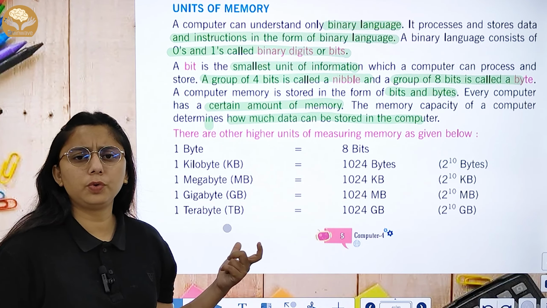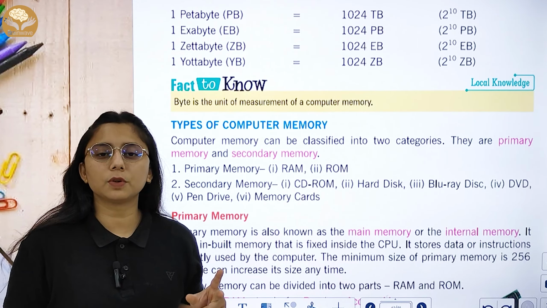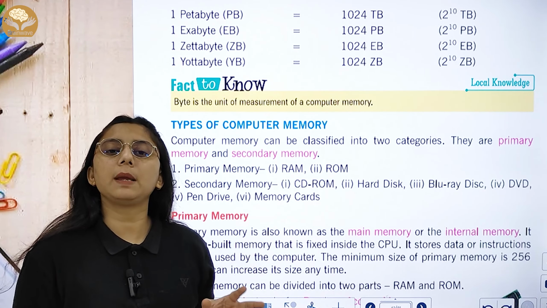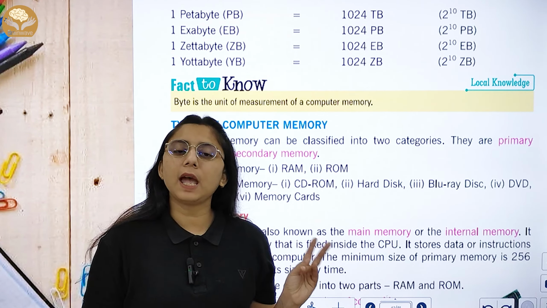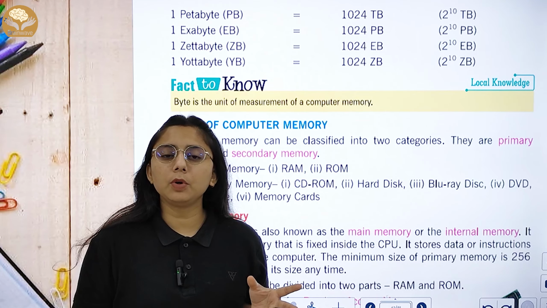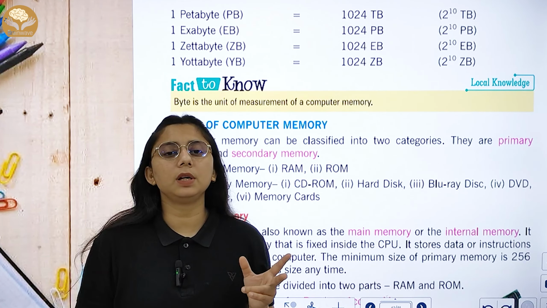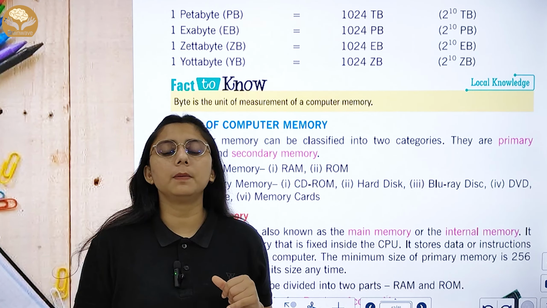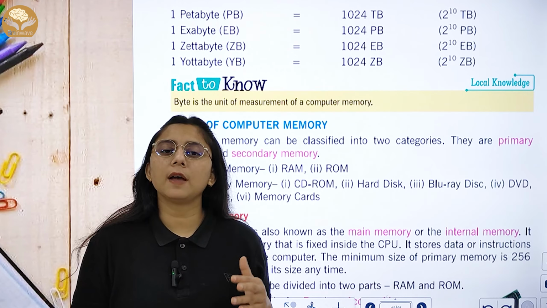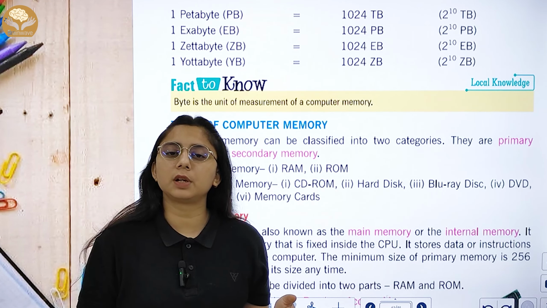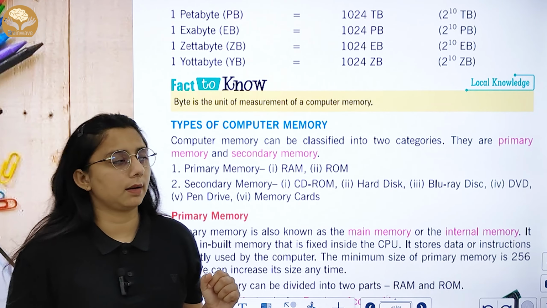Then we have types of computer memory. We have 2 types of computer memory. First is primary and second is secondary. In primary, we have RAM and ROM. RAM is random access memory, and ROM is read only memory. Random access memory is temporary memory, and read only memory is permanent. You can only read, you cannot erase anything. Then we have secondary memory, in which we have CD, DVD, hard disk, flash drive, memory card, and pen drive.